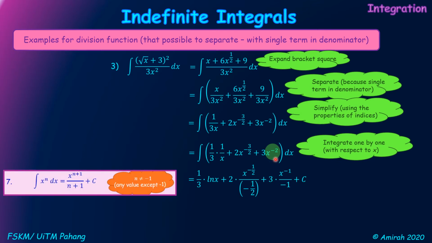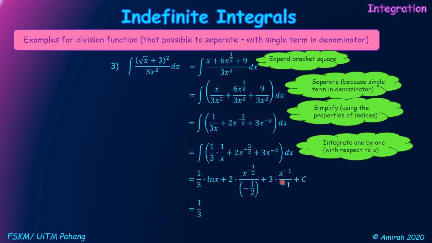Then we integrate x to the power of negative 2 using the power rule, because negative 2 is not equal to negative 1. So when we integrate, we have x to the power of negative 2 plus 1, which is equal to negative 1, over n plus 1. So negative 2 plus 1 equals negative 1 here. Then after we finish, we must put plus c, because this is an indefinite integral, with no lower and upper limit.